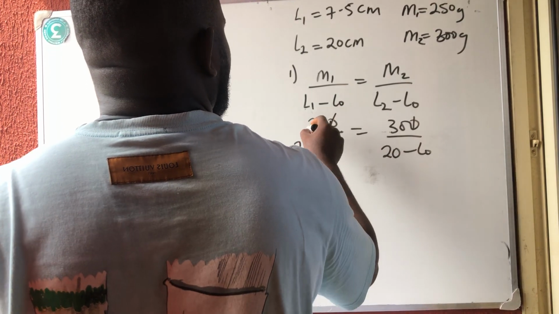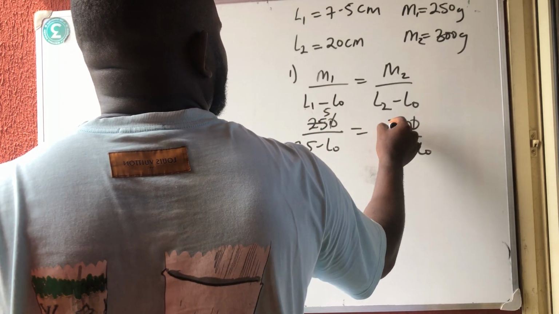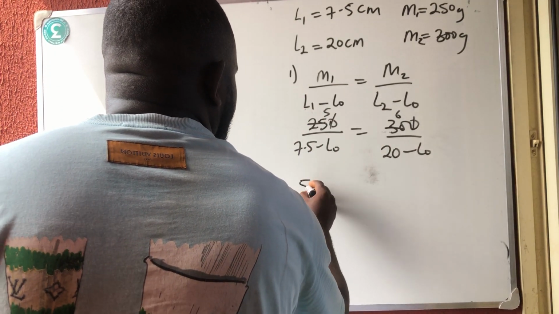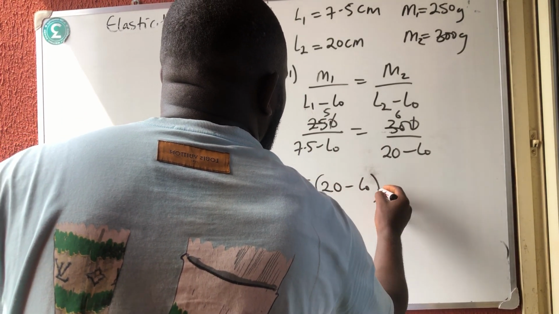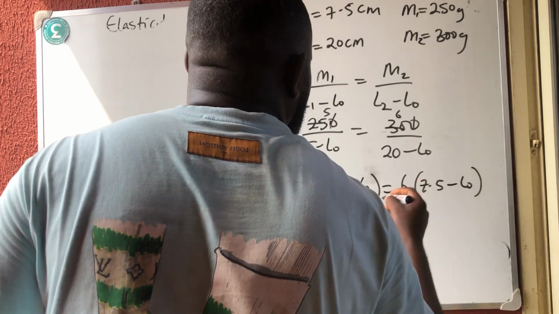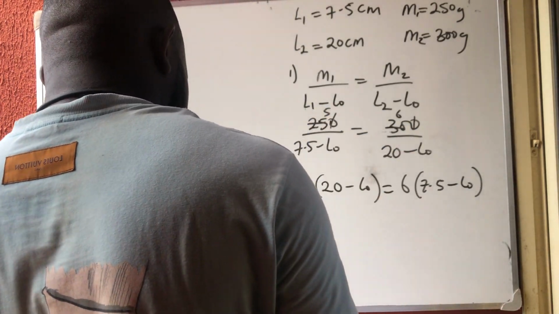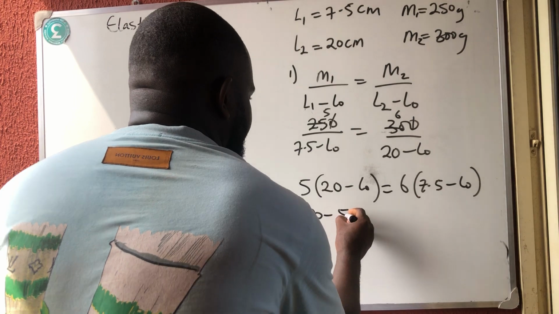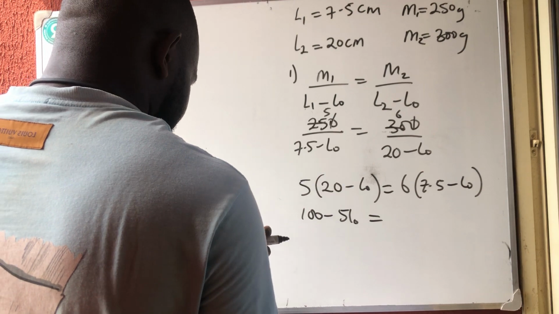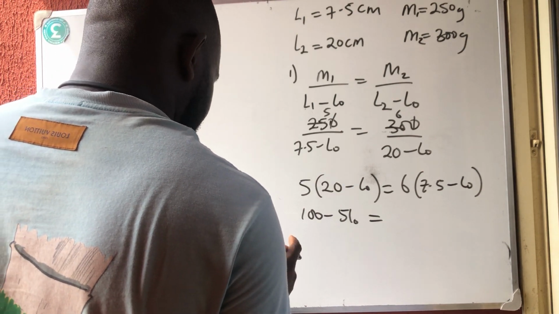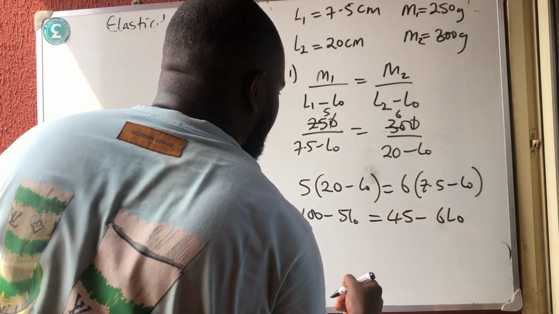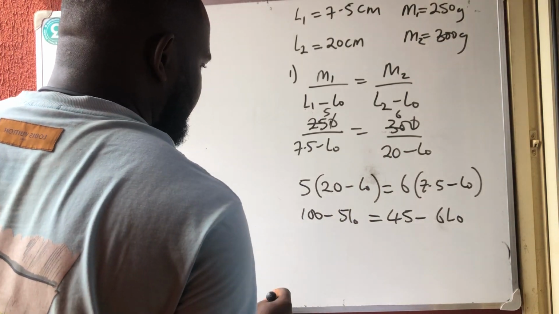So 0 can cancel 0. 5 here is 5, 5 here is 6. So I'm cross multiplying now. I'm having 5 in bracket of 20 minus L0 is equal to 6 in bracket of 7.5 minus L0. So what do we have now? This is 100 minus 5 L0 is equal to 7.5 times 6, 45 minus 6 L0.